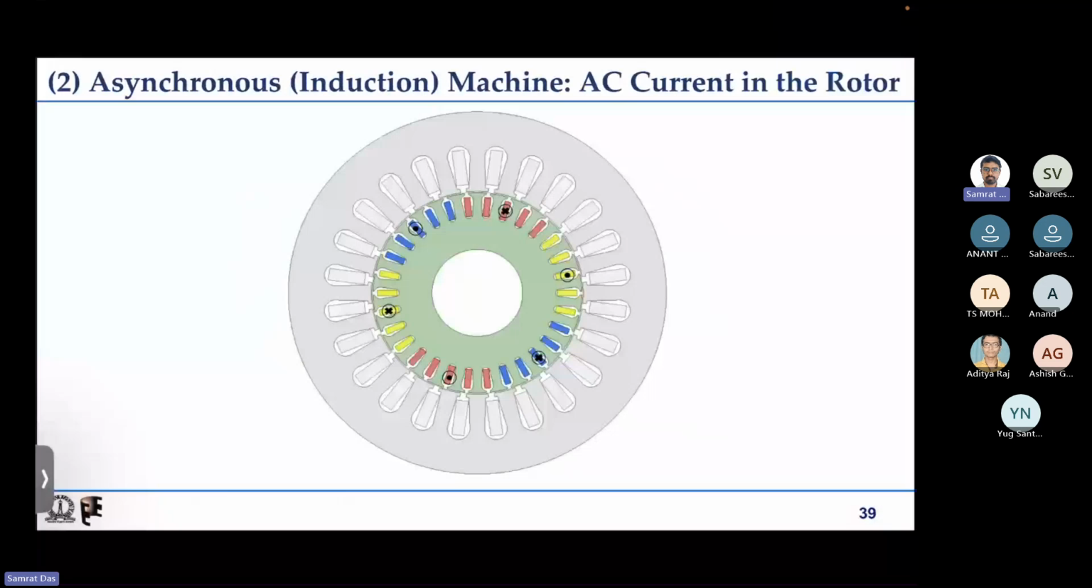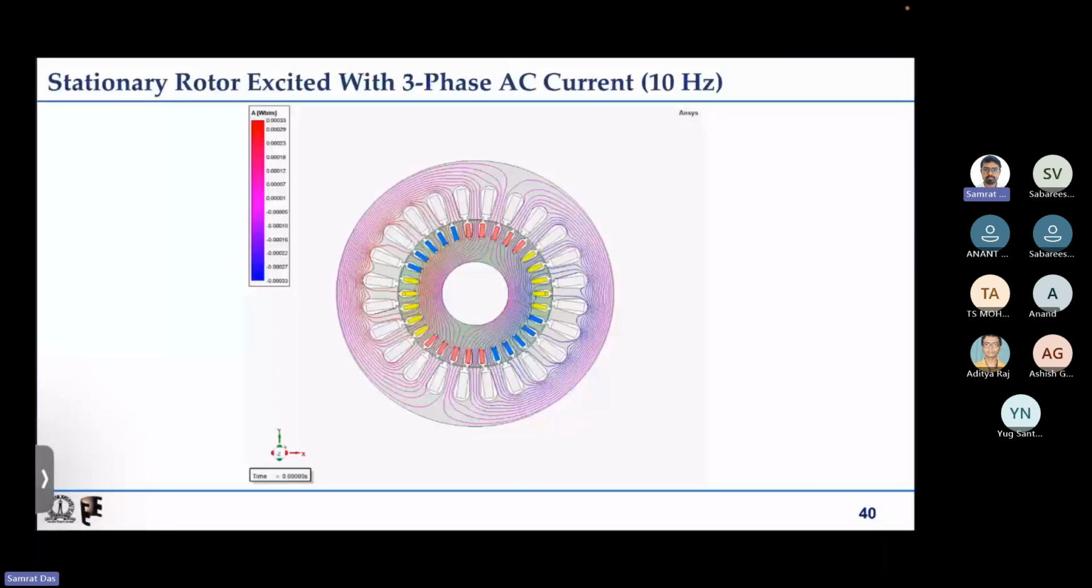So yesterday, in the last class, we started with the discussion on how we can get a rotating magnetic field from the rotor without passing a DC current. That is the case for the synchronous motor. So we started with the asynchronous machine, where we put AC current into the rotor. You can see that the stator was unexcited, and we have injected some current into the rotor winding, which has a three-phase distributed winding.